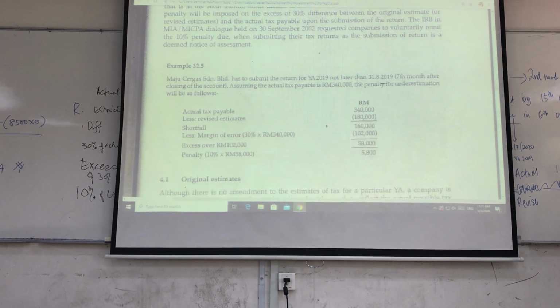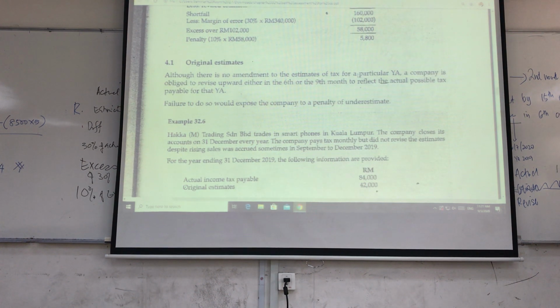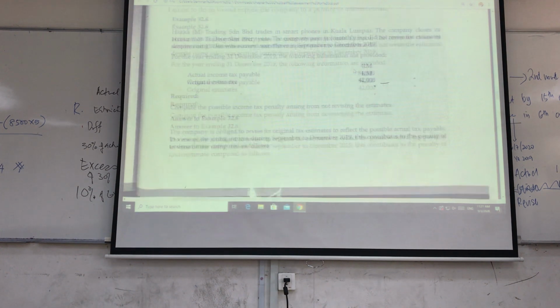Penalty, we have gone through this 30% penalty. For the original estimate, although there is no amendment to the estimate, a company is obliged to revise upward either in the 6th or 9th month. Failure to do so will expose the company to a penalty for underestimate.